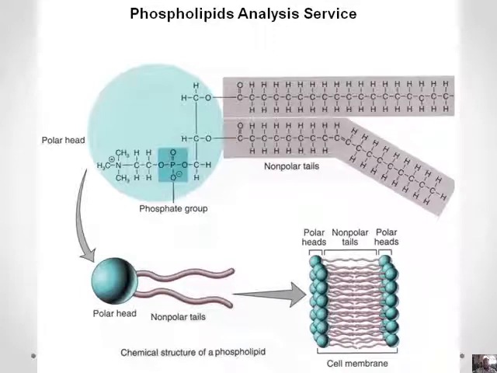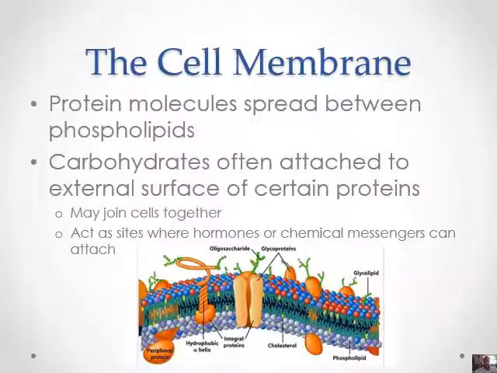Then this is the common drawing that we always have of it. You can see the polar head and non-polar tails. Please don't worry about polar and non-polar. You just need to know that the polar head attracts water, always hydrophilic, and the non-polar tails are hydrophobic. And then when you put one tail to another tail with the heads on the outside, that creates the cell membrane, and that as a whole is called the phospholipid bilayer.